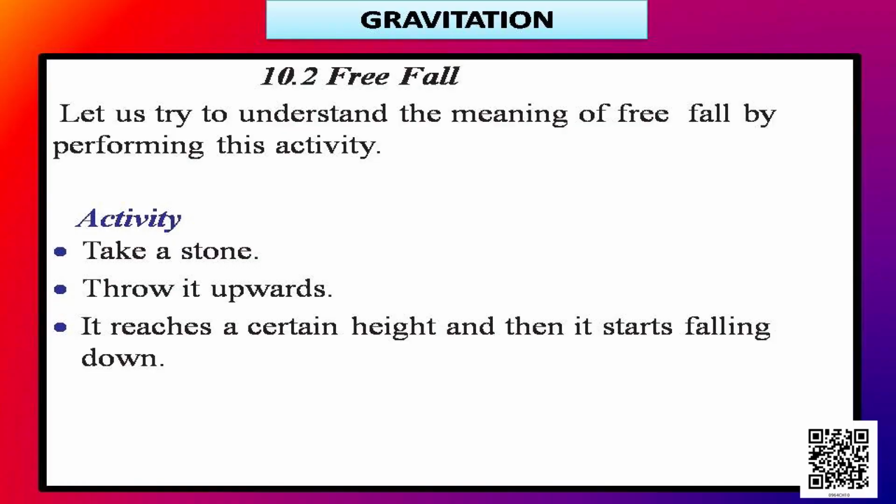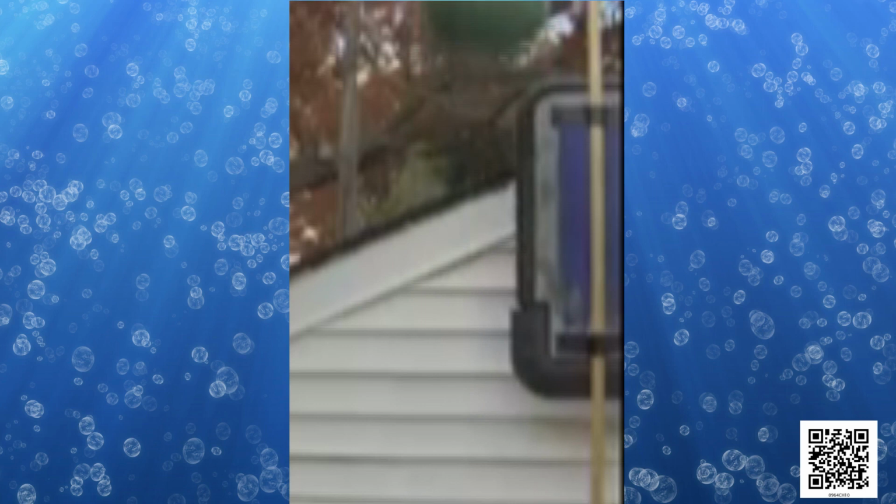Now, let us discuss about free fall. Okay. Students, you can understand the meaning of free fall by performing the activity that is given in your book. What you can do? You can take a stone, throw it upwards, it reaches a certain height and then it starts falling down. That means it falls freely. Okay, it reaches up to a certain height. After that, without any delay, it tries to come down to the earth's surface freely. So, this is called a free fall.